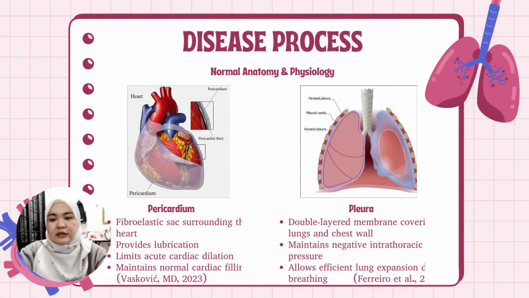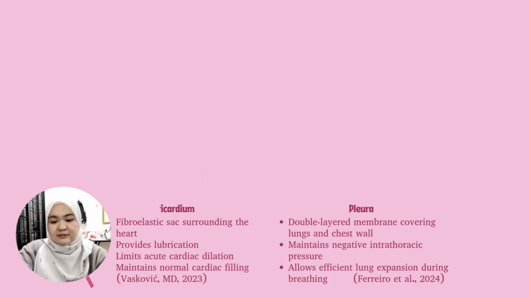Now I will explain the normal anatomy and physiology of the pericardium and pleura. The pericardium is a fibroelastic sac that surrounds the heart and functions to provide lubrication, limit acute cardiac dilation, and maintain normal cardiac position, while the pleura is a thin double-layered membrane covering the lungs and chest wall that maintains negative intrathoracic pressure and allows efficient lung expansion during respiration.